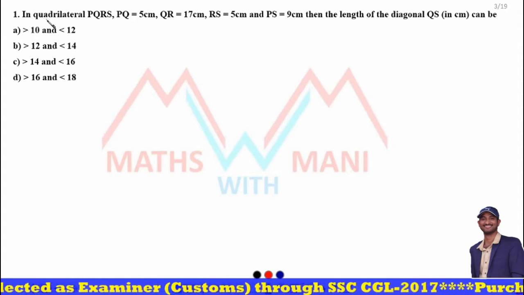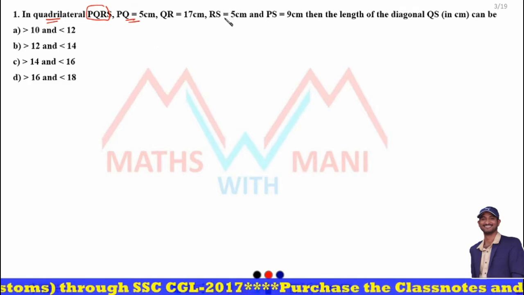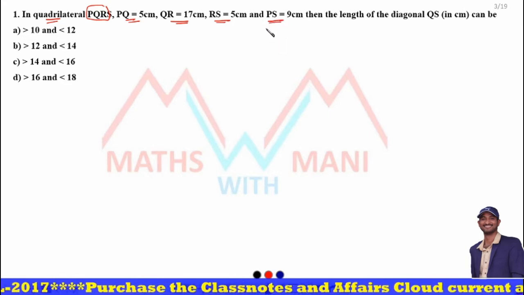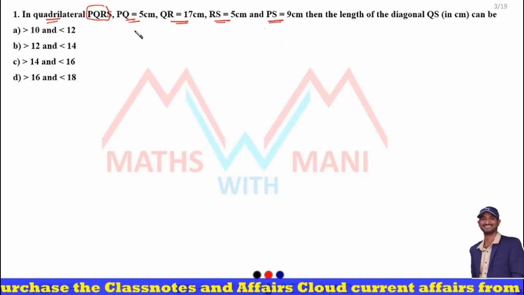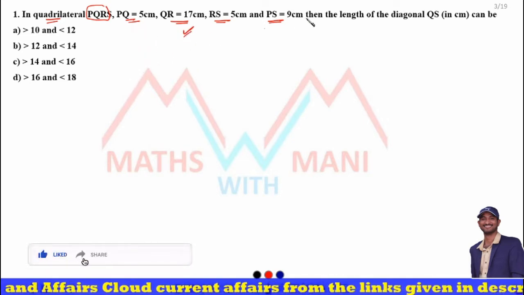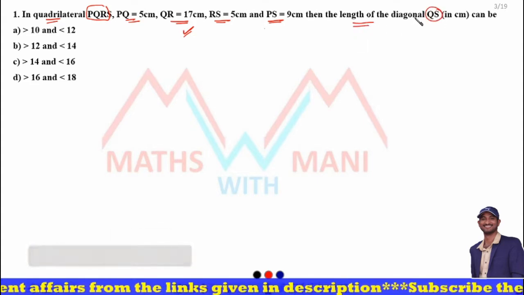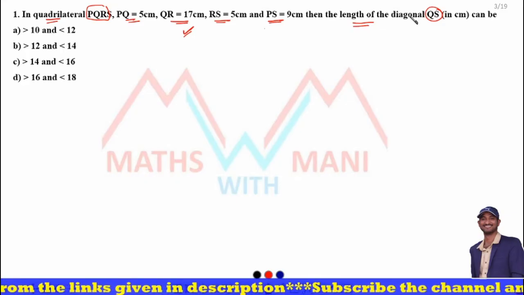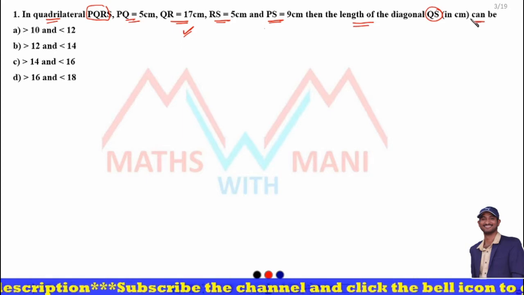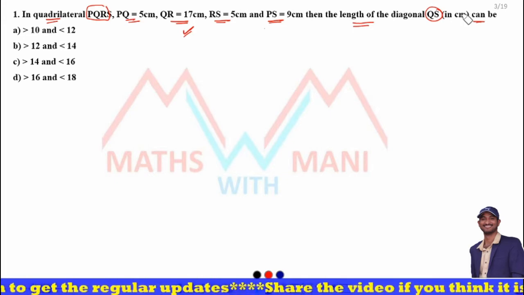Observe the first one. In quadrilateral PQRS, PQ is 5 centimeters, QR is 17, RS is 5 and PS is 9. That means the sides of the quadrilateral are given. You have to find the length of the diagonal QS. You need not find the exact length; you have to find the range of that diagonal length. That's it. How can you solve this?